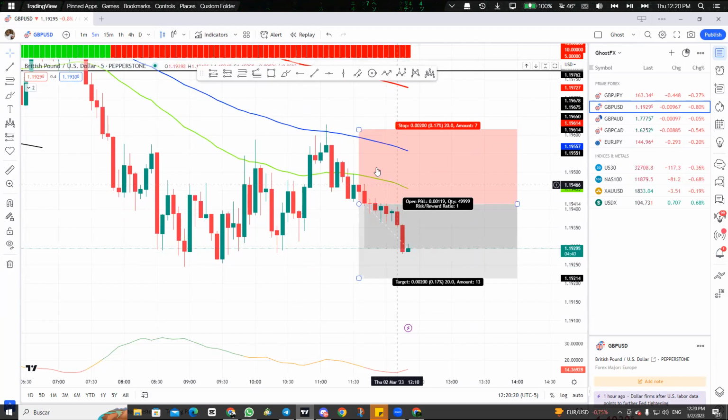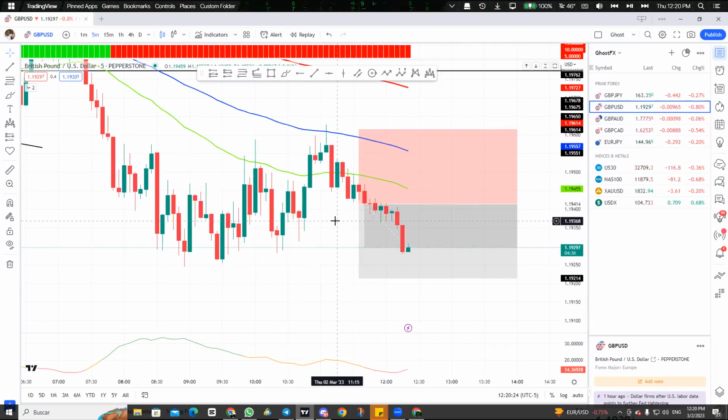Move your stop loss to around here. Around here, 19367. Yeah, move your stop loss to 19367. That way, if it comes back up, you're not gonna lose any money.